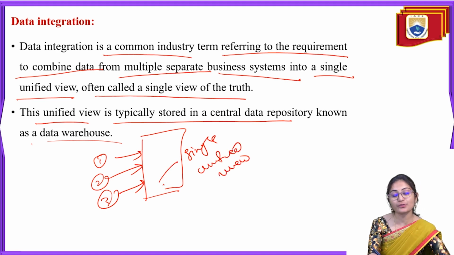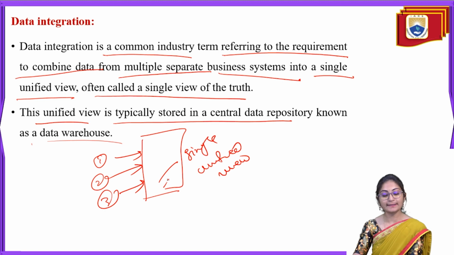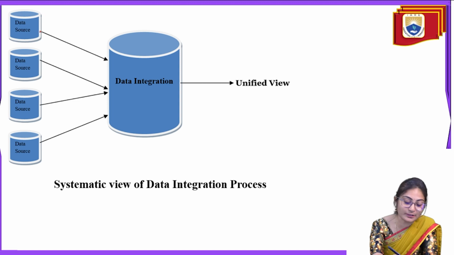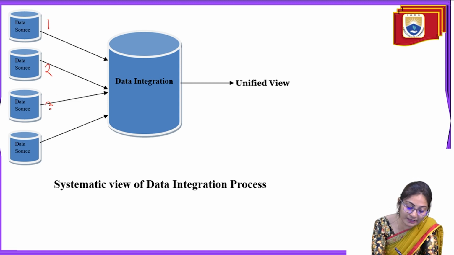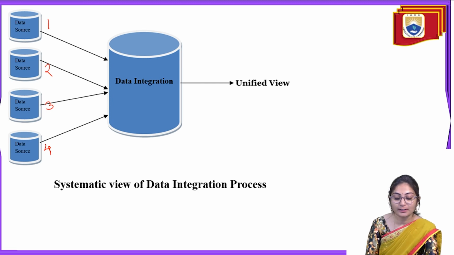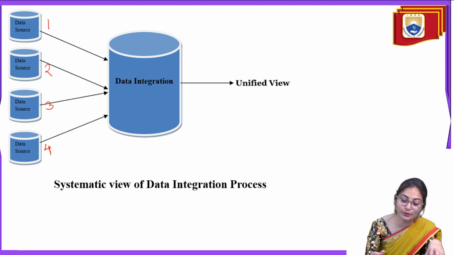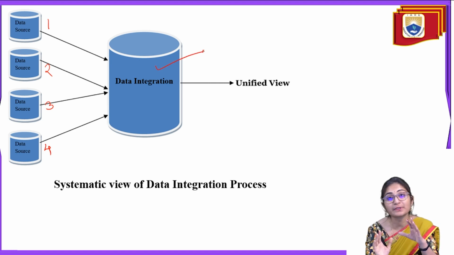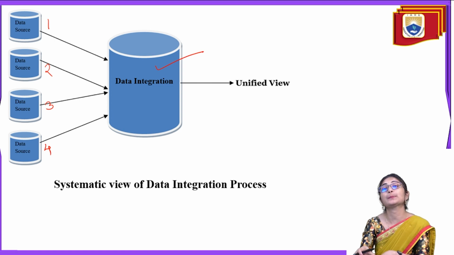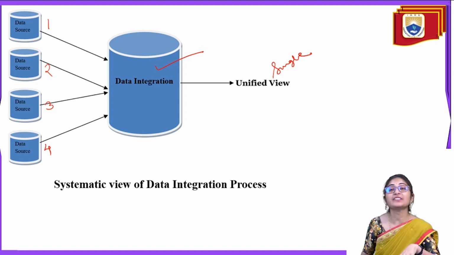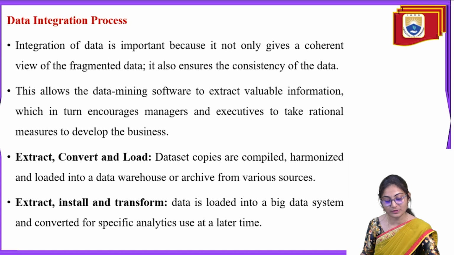Unified view. Here you are keeping the data. This is data integration. Here also, you can see there are different data sources: data source 1, data source 2, data source 3, data source 4. After collecting and accessing the data, you are using the data integration technique, and after using it, you are keeping your data in a single unified view. This is just the systematic view of the data integration process.